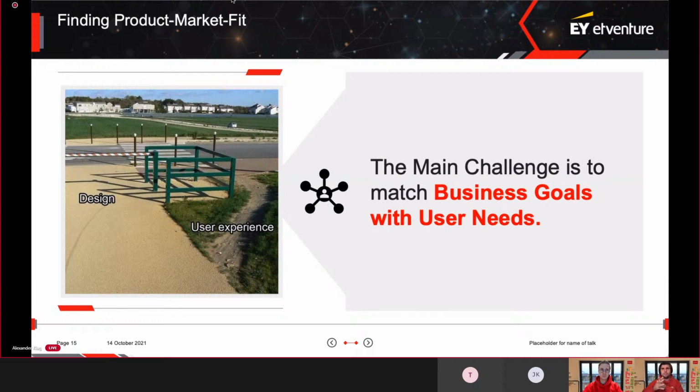So the user here in that particular picture wants to go straight to the street, but the designer thinks, okay, there must be a fence in between. So think of the user and what the user experiences. And this is the main thing you should focus on when you build new products or services.